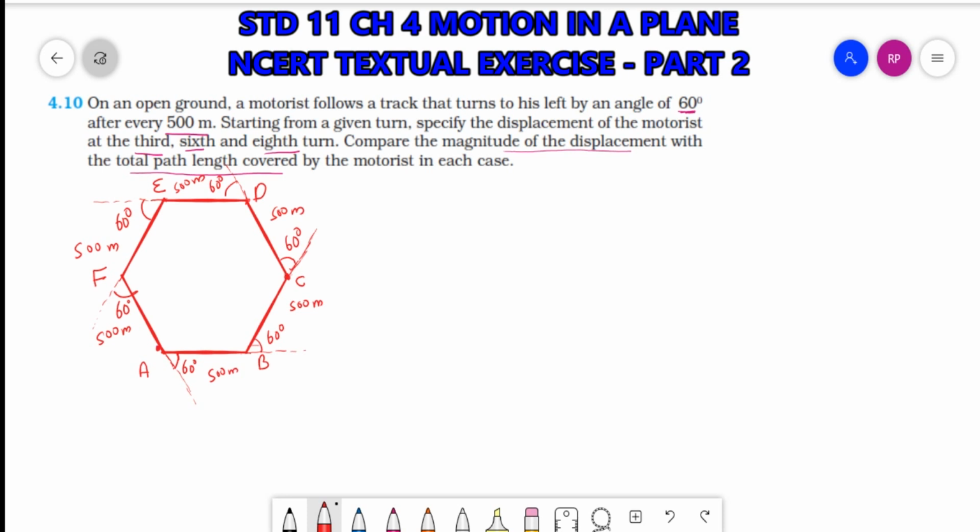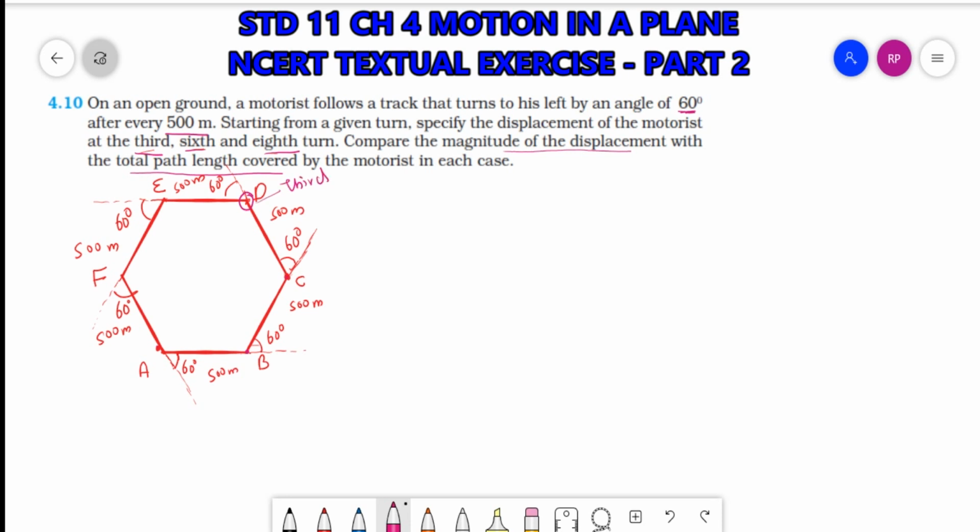Okay, now see the question. Specify the displacement of the motorcycle at the third, sixth, and eighth turn. So see, the first turn is at B, second is at C, and third is at D. Here there is the third turn.